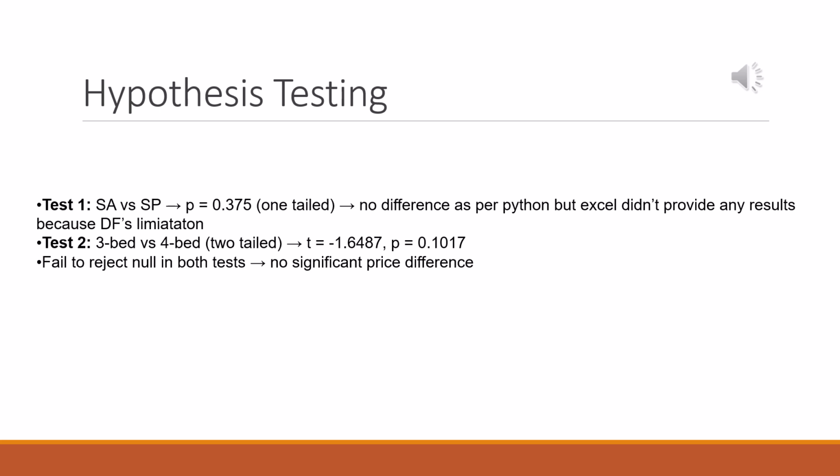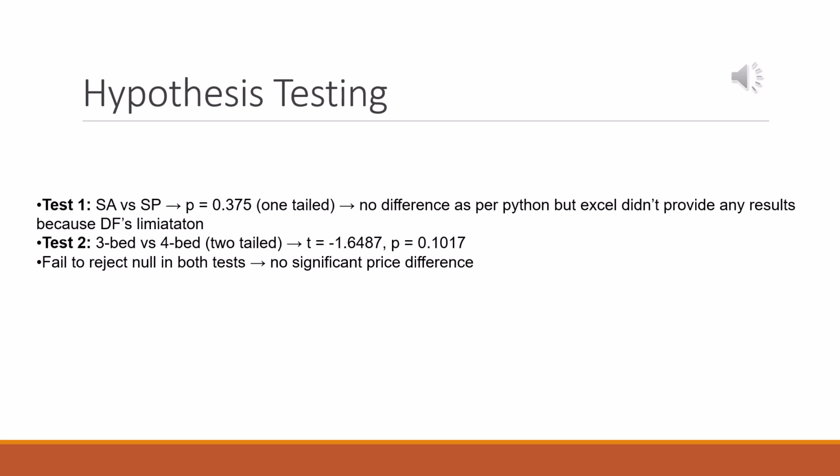Now, this one was the issue that we discovered. Due to only one entry in the SA category, the t-test couldn't be performed. So we are still unsure in terms of the accuracy of what Python generated for us. But anyway, speaking from Python's perspective, it is definitely a one-tailed test, because we are assuming one thing is bigger than the other. And as per Python, the test showed no significant difference in average prices, with a p-value of 0.375.